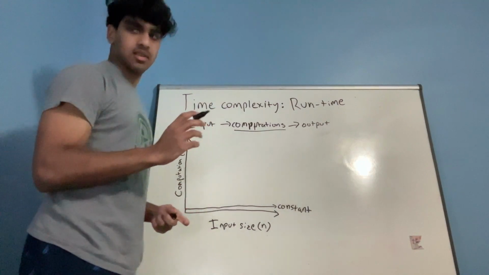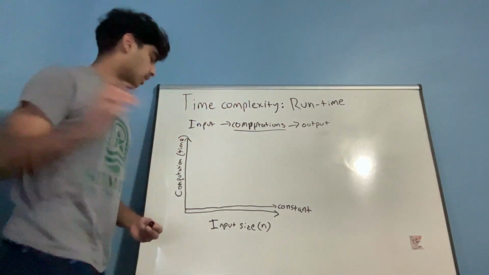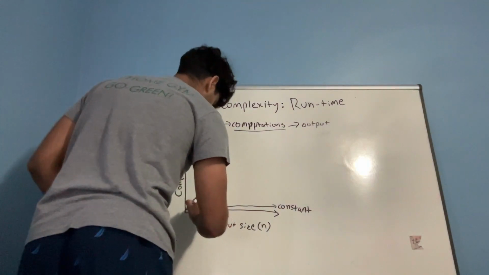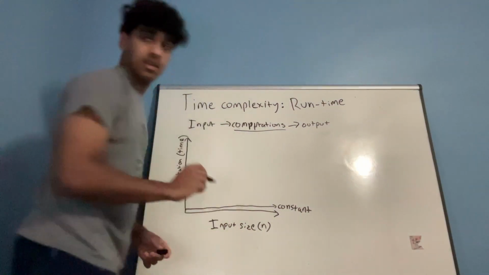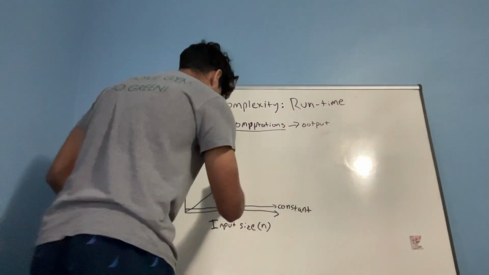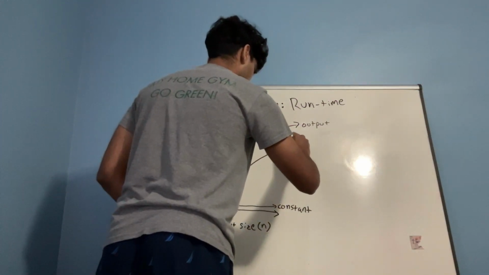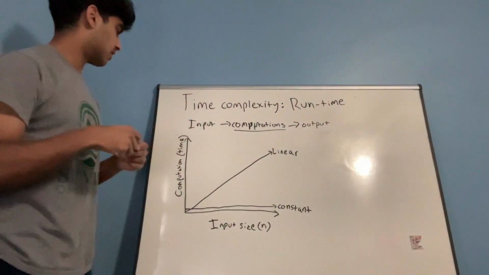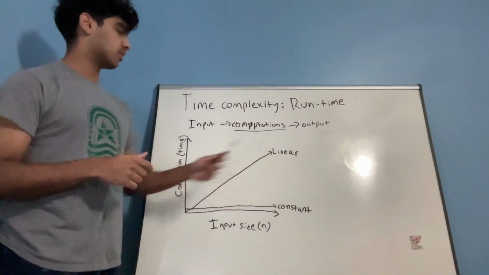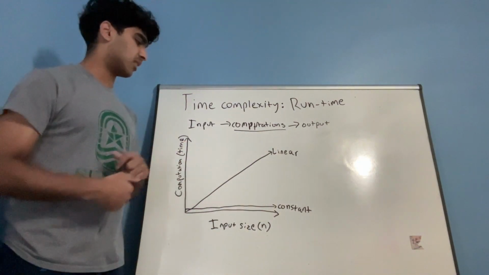And the next one is going to be linear time. We'll just skip some of them. We'll come back to the other ones later. So linear time, it's just a straight line. This essentially means that our number of computations will be proportional to our input size. This is our second best one. Constant is always going to be our fastest. Linear is usually going to be our second best bet.